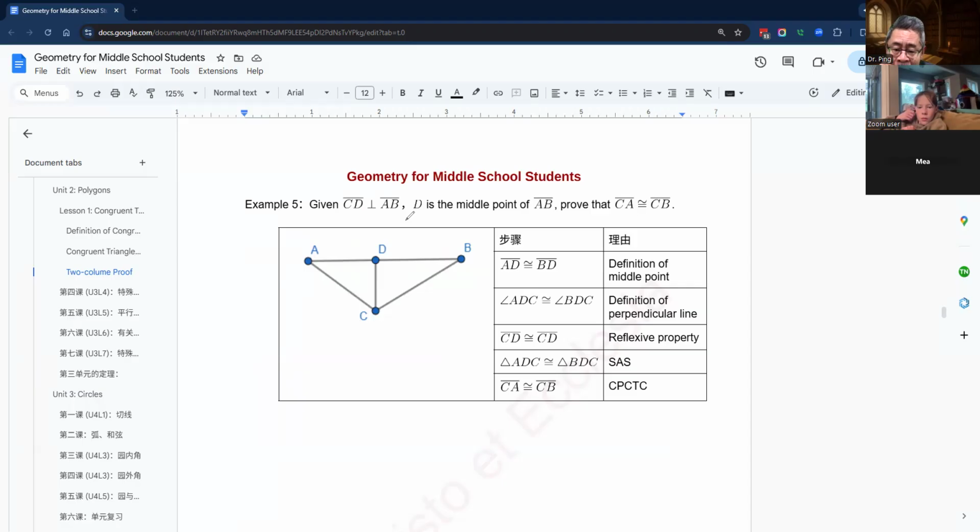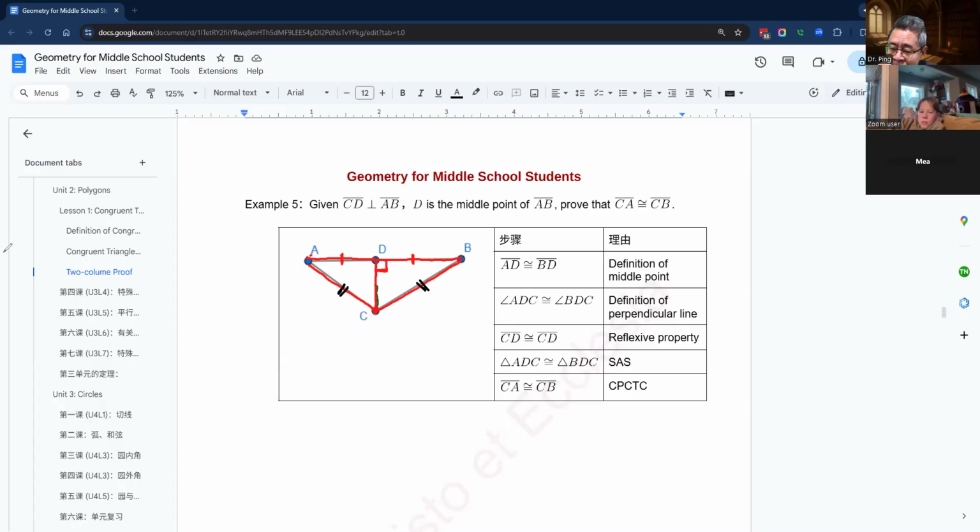Given CD is perpendicular to AB. CD is this one. AB is this. They are perpendicular, so this angle has to be 90. And D is the midpoint of AB, so therefore this side and this side are congruent. We want to prove that CA, this line, and CB, those two lines, are congruent.